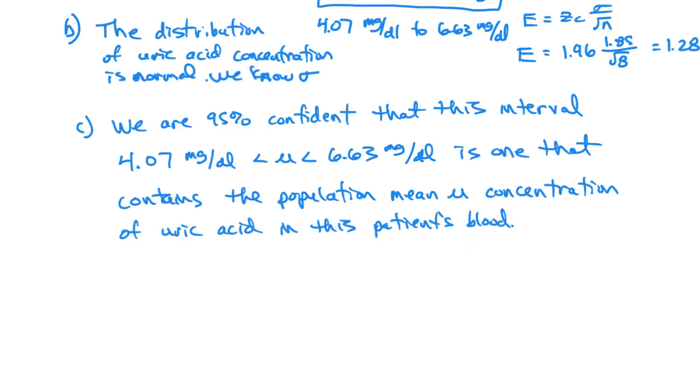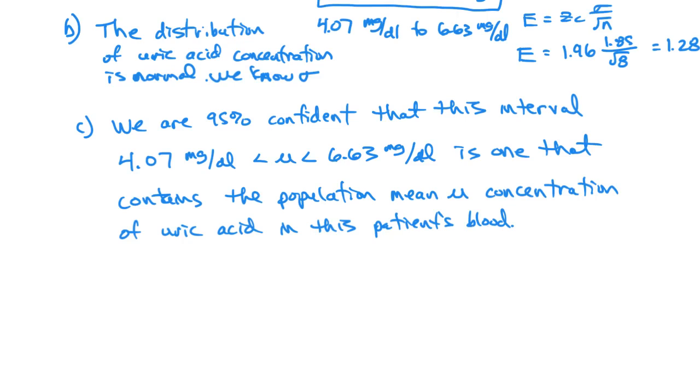So we can't say population mean concentration of uric acid in healthy adult males. That's not what we're talking about, right? Look at the question. We're looking for the population mean concentration of uric acid in this patient's blood.